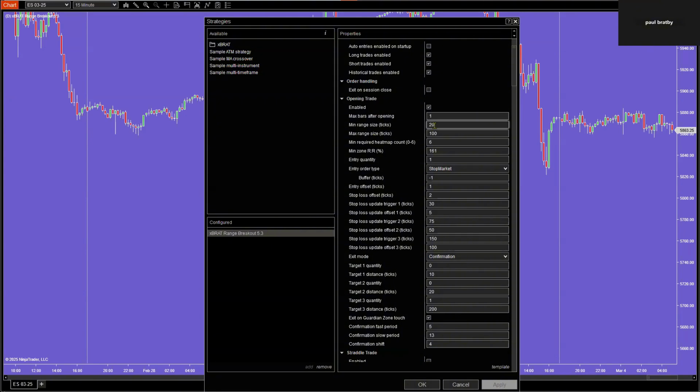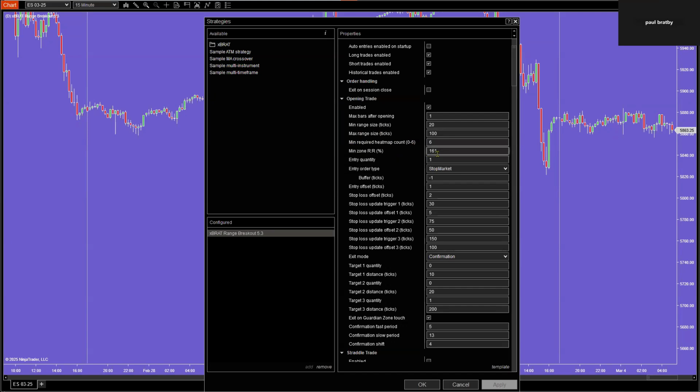Minimum range, so I need it to go at least 20 ticks. I don't want too narrow a range, otherwise we can get a little bit scrappy going all over the place and it takes us out of stops and things like that. I mean, that's for now. I've just put a default setting there. Maximum range 100 ticks, maybe a little large, but I've got to start somewhere with indexes. Minimum required heat map 6. I've got to have 6 out of 6, otherwise not interested in the trade.